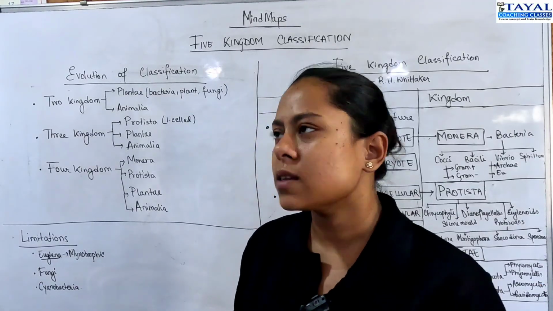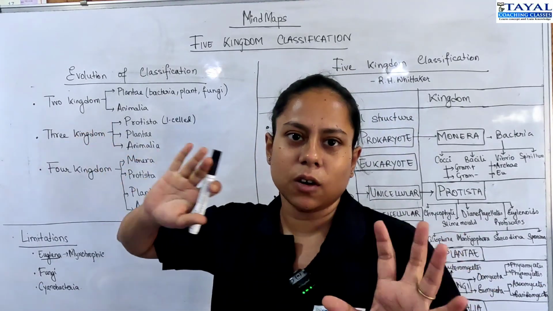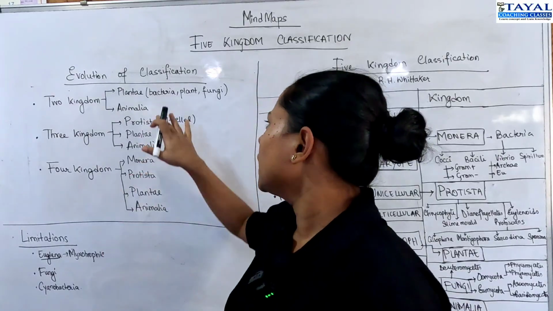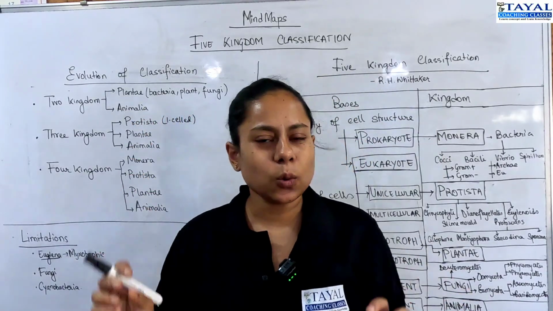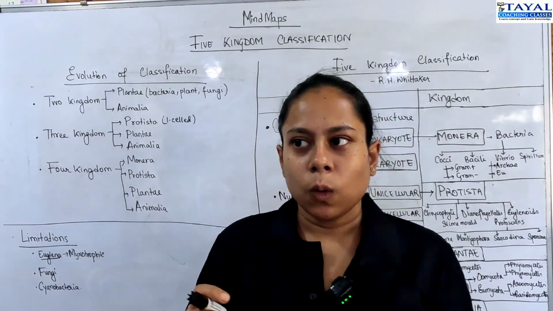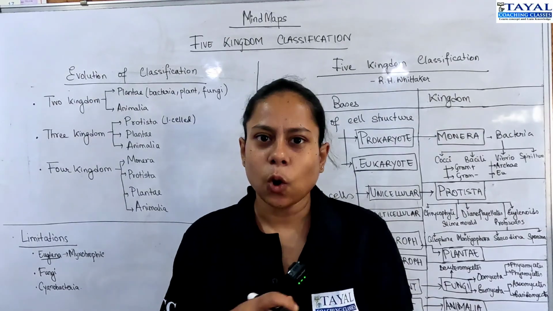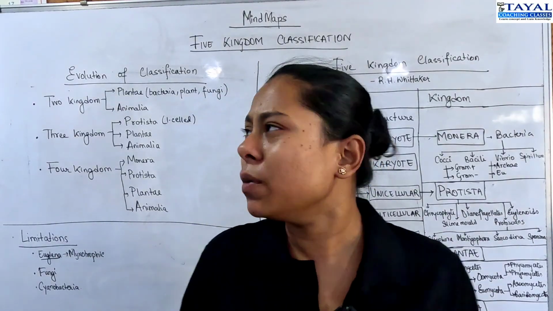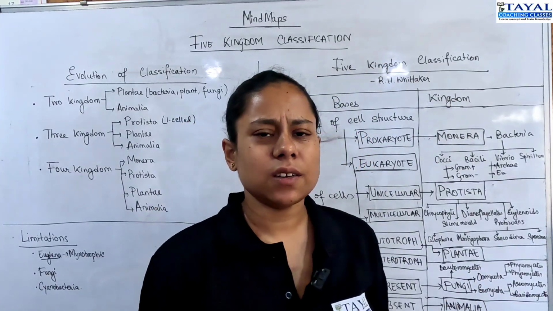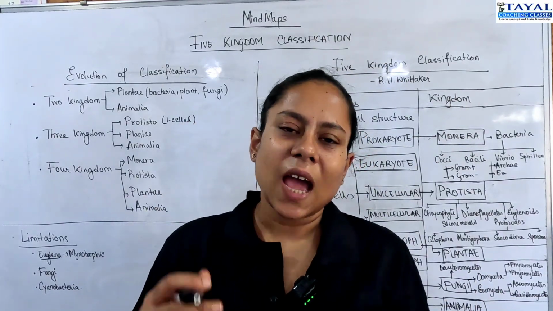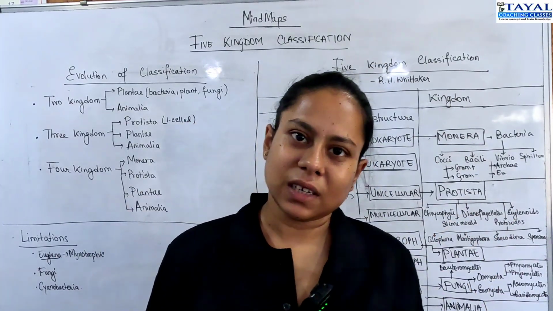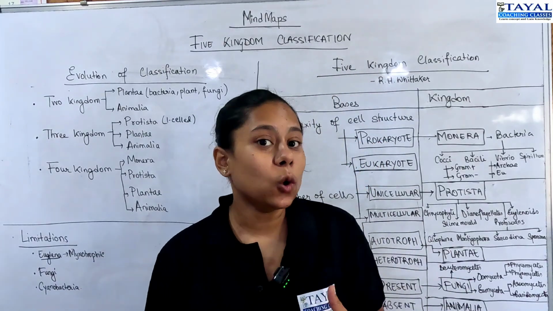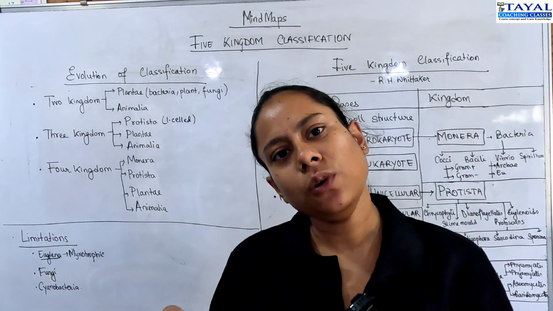Linnaeus started classifying organisms in two kingdoms, kingdom Plantae and kingdom Animalia. So in Plantae, everything that was green, all fungi, so that had root-like structures, anything resembling roots, as well as bacteria were put into Plantae. And any animal, right, with ability of locomotion was put into kingdom Animalia.